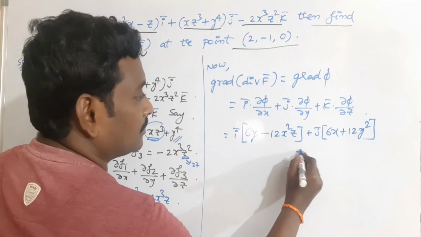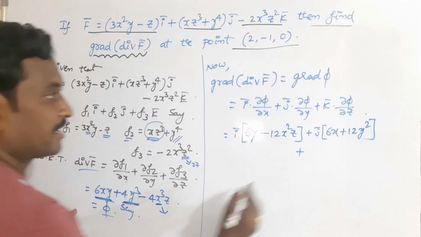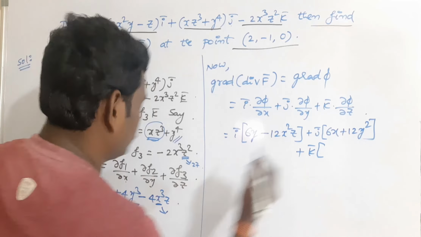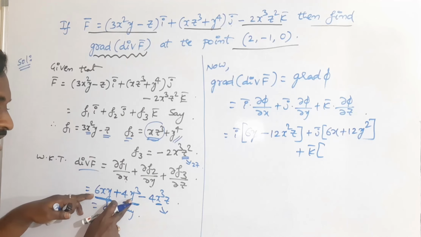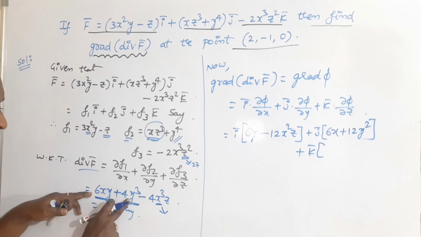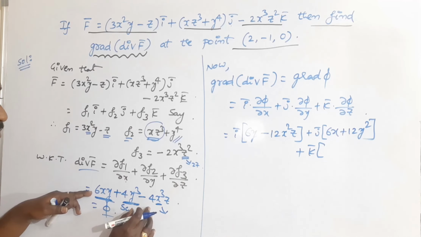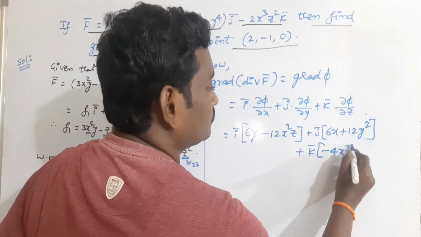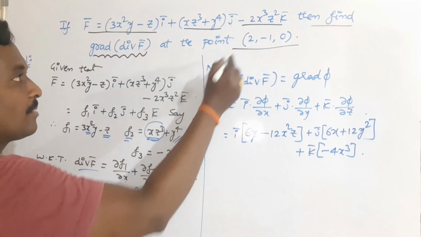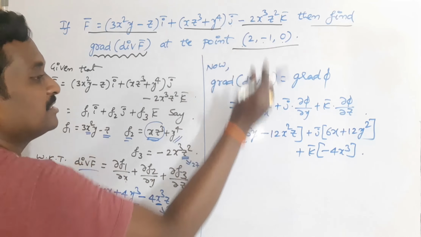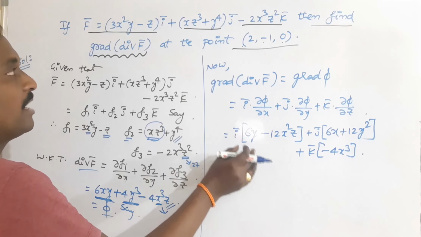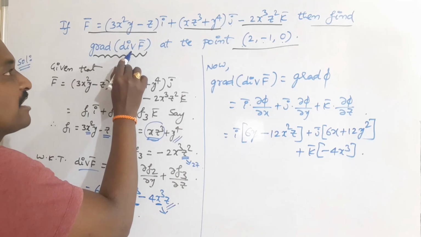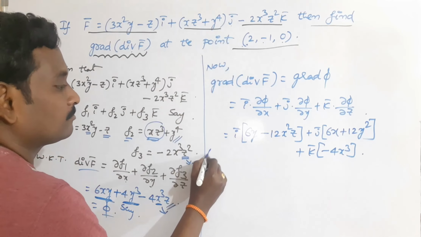And finally dou phi by dou z, k bar into. The first two terms do not contain any z, so their partial derivatives with respect to z are 0, and the partial derivative of the last term is 4x cube into 1, so it would be minus 4x cube. Now replace the point (2, minus 1, 0) in this one because we have to find out the gradient of the divergence of f bar at this particular point.